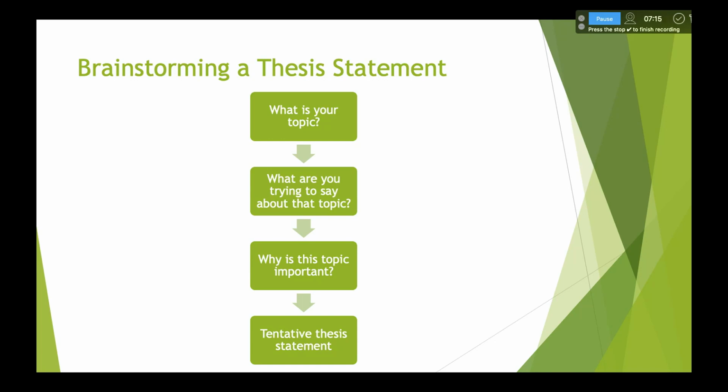Maybe it's not important to you, but think about why it could be important to society at large, whether that's local, national, international, okay? And then from there you can come up with a thesis statement, a tentative thesis statement. So this is all of these steps. What is your topic? What are you trying to say about your topic? Why is this topic important? These are things you need to do before you even sit down and write down anything remotely resembling a thesis statement, okay?